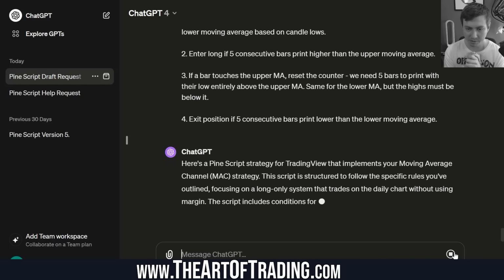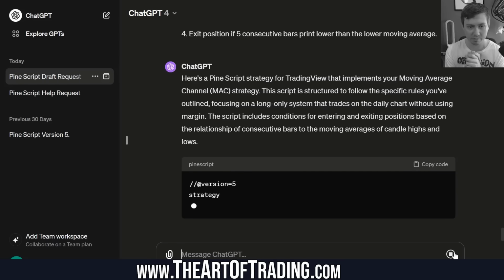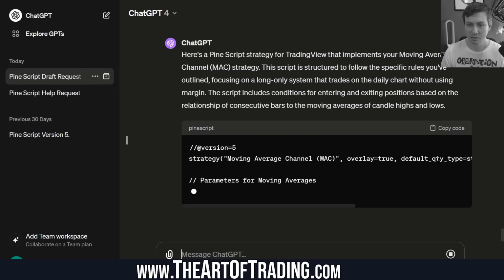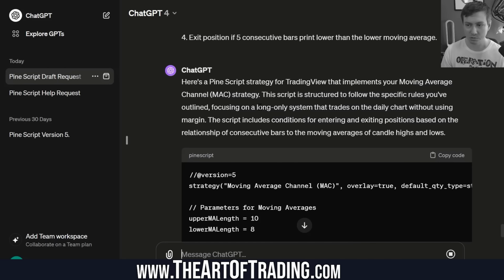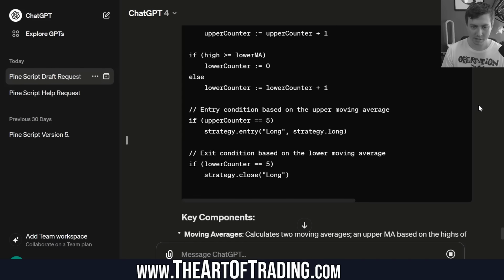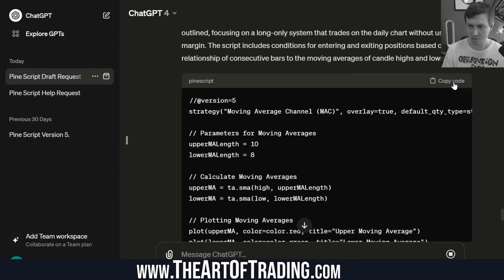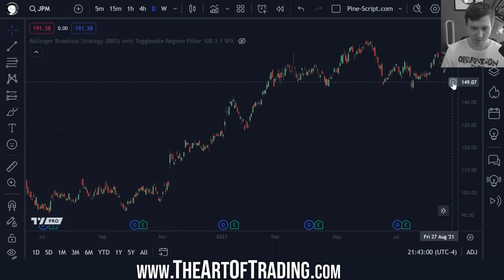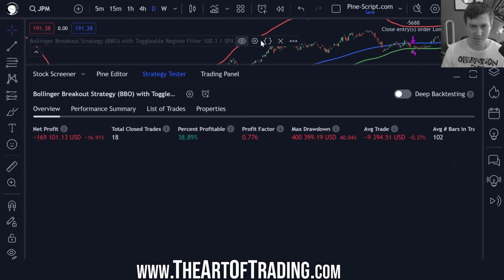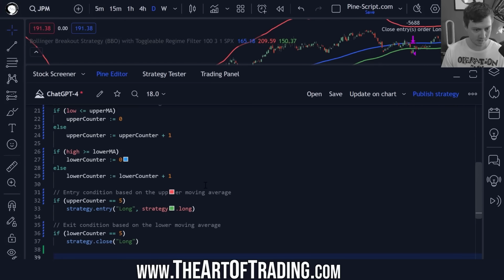Here's a Pine Script strategy for TradingView that implements your moving average channel strategy. The script is structured to follow the specific rules you've outlined, focusing on a long-only system that trades on the daily chart without using margin. The script includes conditions for entering and exiting positions based on the relationship of consecutive bars to the moving averages of candle highs and lows. All right, there's our script. It looks a bit better than the first one in terms of not including erroneous lines of code, at first glance at least. Let's see how it stands up in the editor.